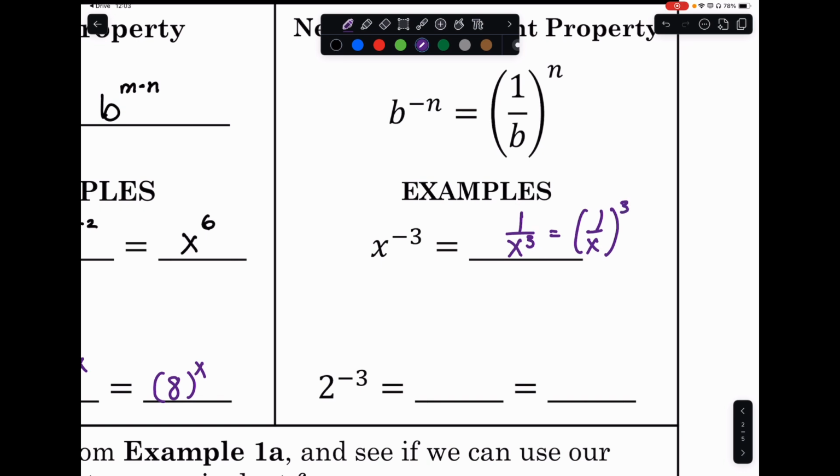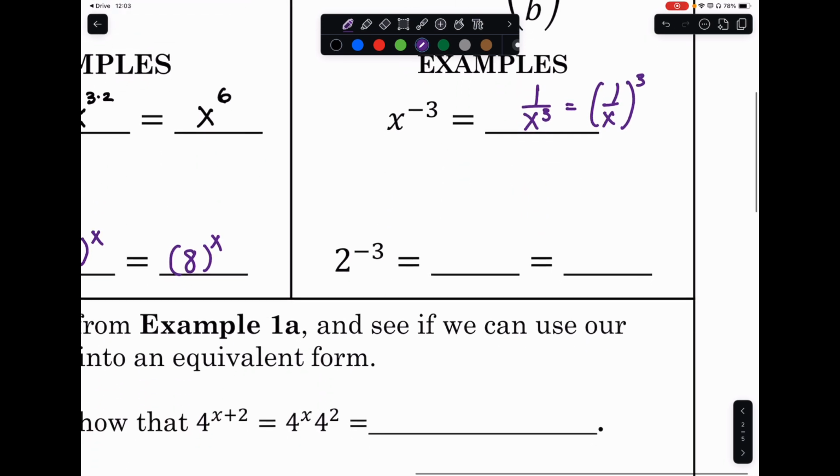So let's now look at how this applies. So right here, this can be written as 1 over 2, and that changes the exponent to positive 3, which we can then write as 1 over 8, since 1 raised to the third power is going to be 1, but 2 raised to the third power is 8, since 2 times 2 times 2 does in fact equal 8. So that's how we simplify that.